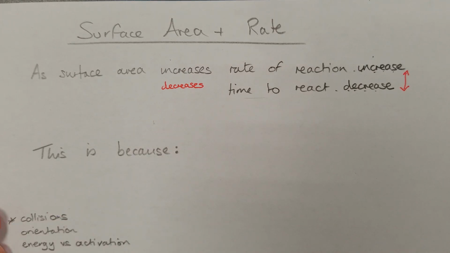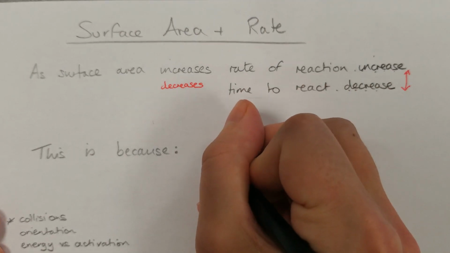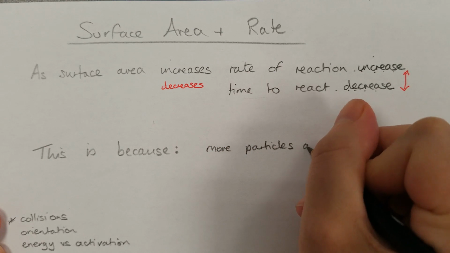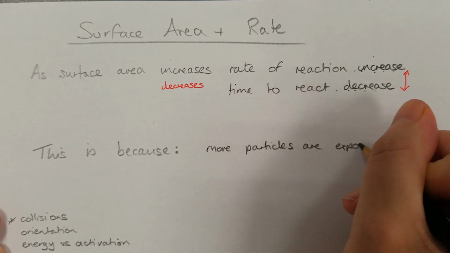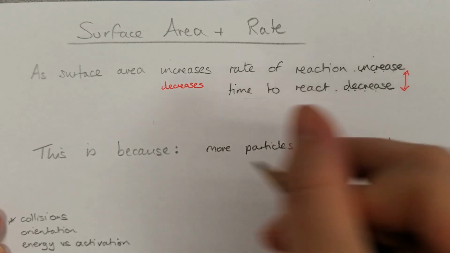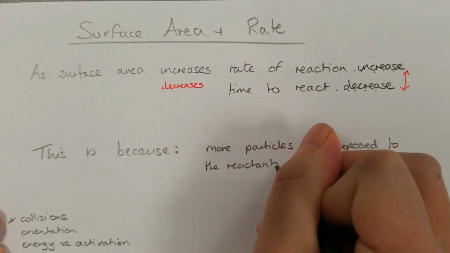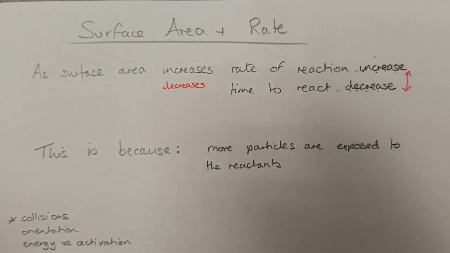So first thing to describe, what is happening to our particles when we increase the surface area. And this is because more particles are exposed to the reactants. So as we said, because we're making more surface area, there's more particles that can collide with the outside edges, so more reactants can get to the particles. So first mark, more particles exposed to the reactants.